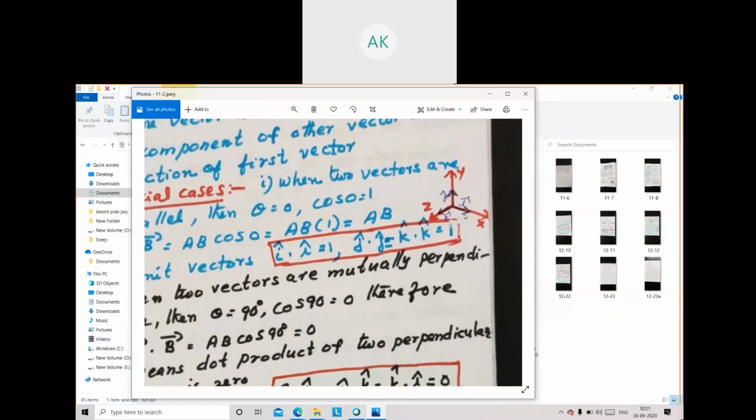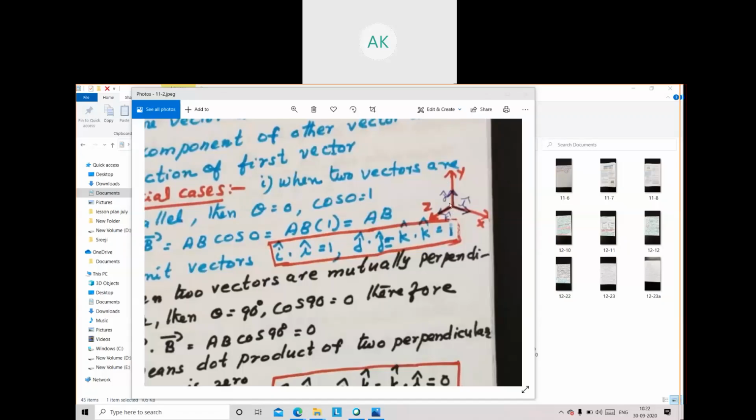You see, i is the unit vector along the x-axis, j is the unit vector along the y-axis, and k cap is the unit vector along the z direction. Then i dot i, what is the meaning of i dot i? Both are in the same direction. What is the magnitude of i cap? 1. 1 into cos 0, where 0 is the angle between i and i. So i dot i is equal to 1.